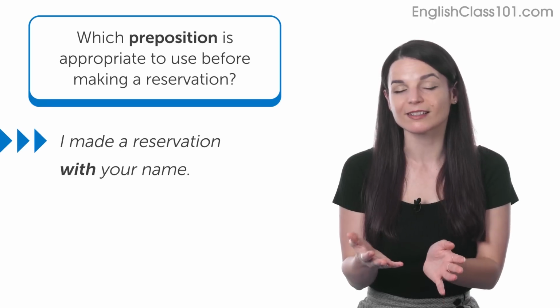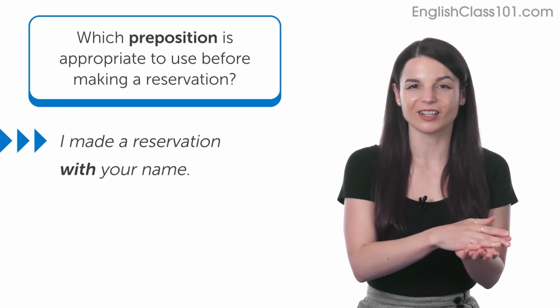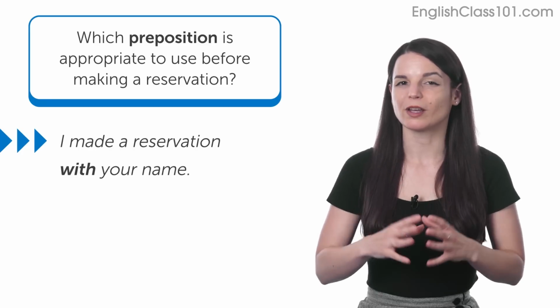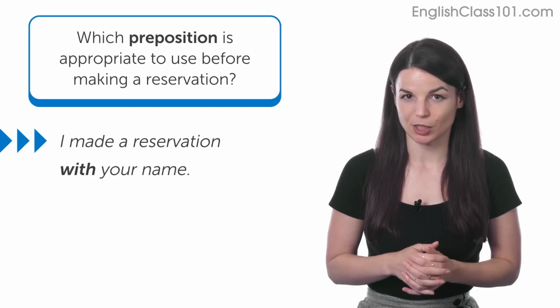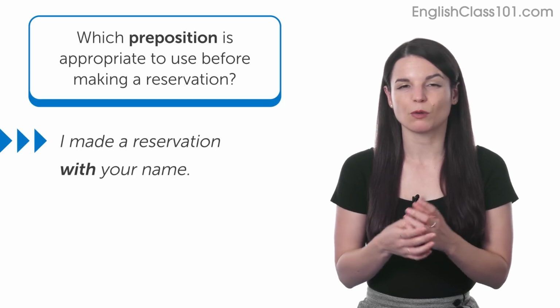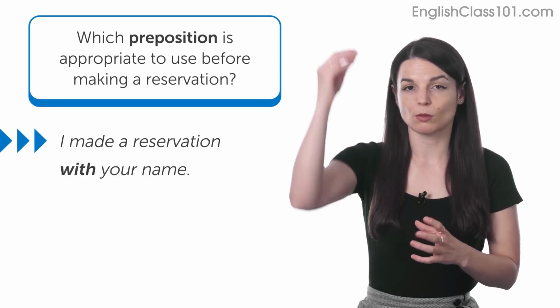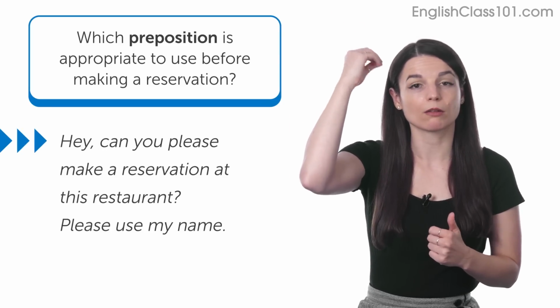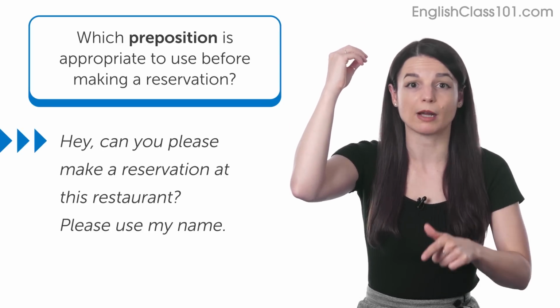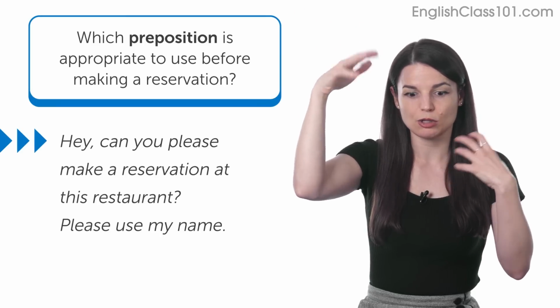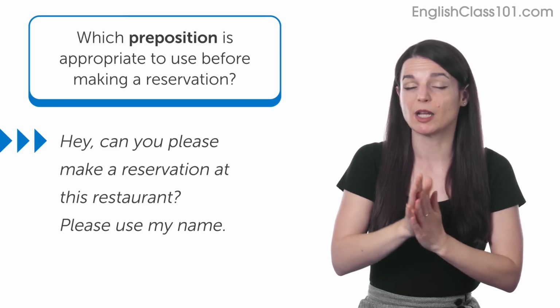And the reason for this is that the person making the reservation could use their name, right? So when you use with, it's going to sound a little bit suspicious. So please keep in mind that using with tends to sound a little bit suspicious. Even if, for example, your boss says to you, hey, can you please make a reservation at this restaurant? Please use my name. When you get that permission from your boss to do that, and then you make the reservation, it still sounds better to say under.